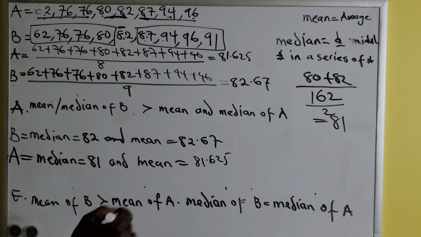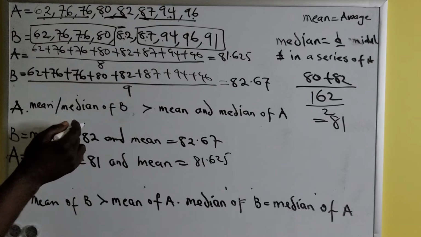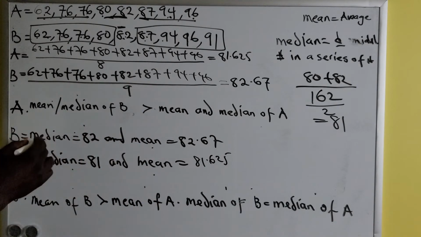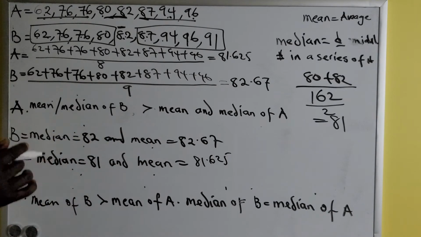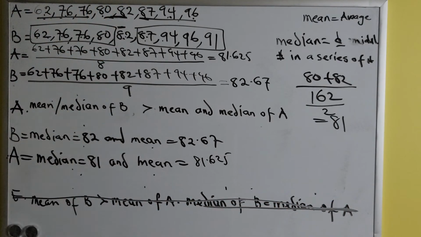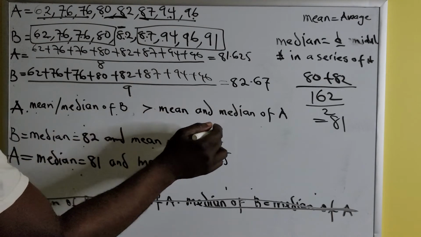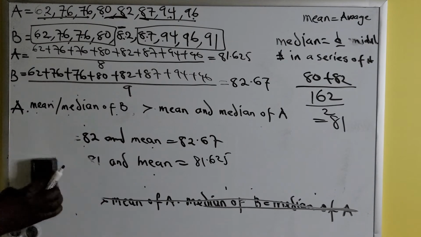81.625, something like that. So you already see that the median of A is less than the median of B, and the mean of A is less than the mean of B, which means the median of B is greater than the median of A, and the mean of B is greater than the mean of A. So this right here cannot be the option because there's an equal sign here. So the only option here is the mean and median of B is greater than the mean and median of A. That is your answer.